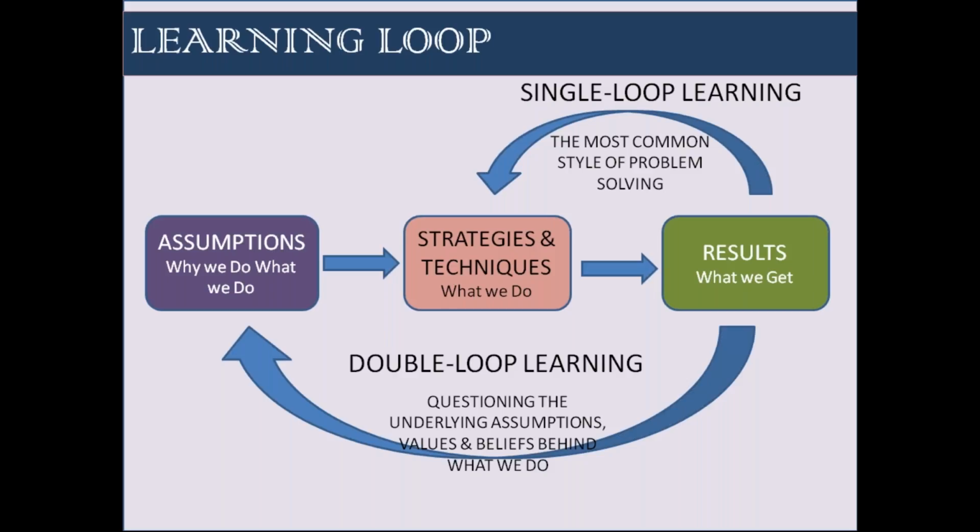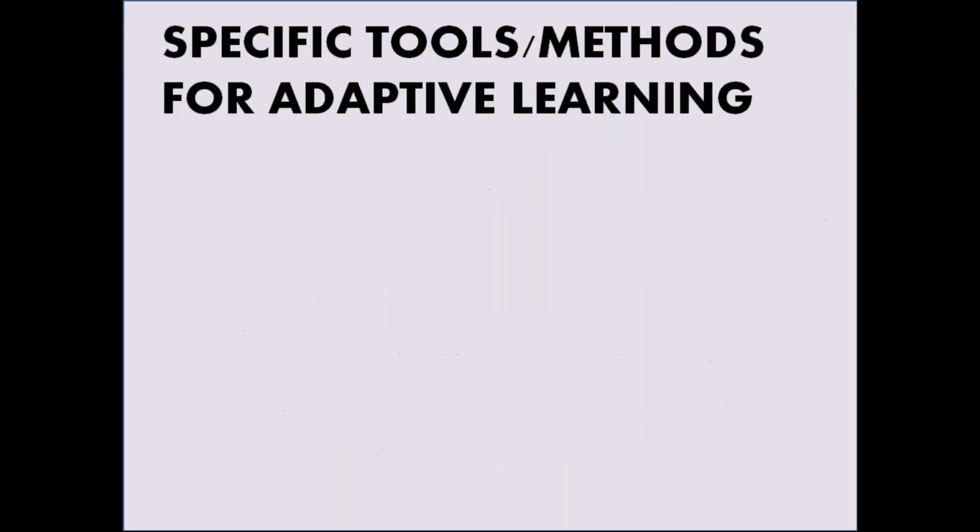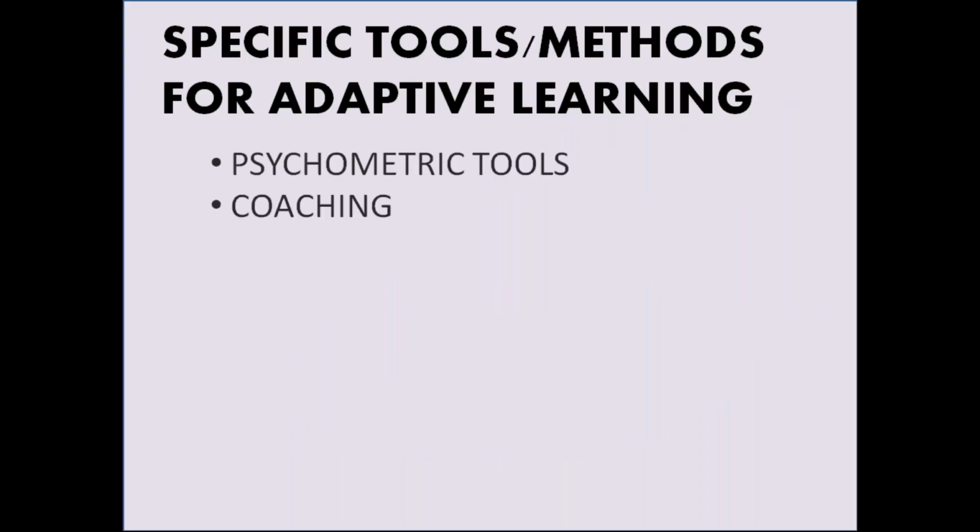Now you might ask, how do we get in touch with these underlying assumptions, values, and beliefs? This is something like fish living in water. What can help us get in touch or be aware of these assumptions which are operating behind the choices that we make? There are certain specific tools and methods which are available for adaptive learning. A couple of them you might already be aware of.